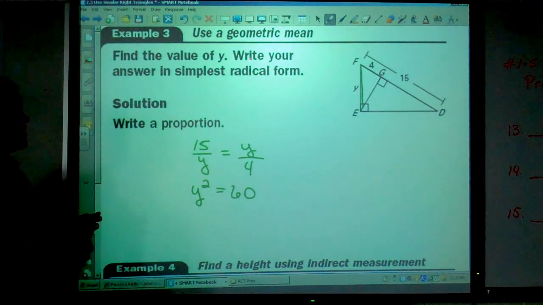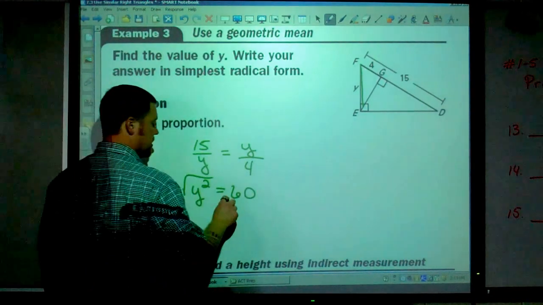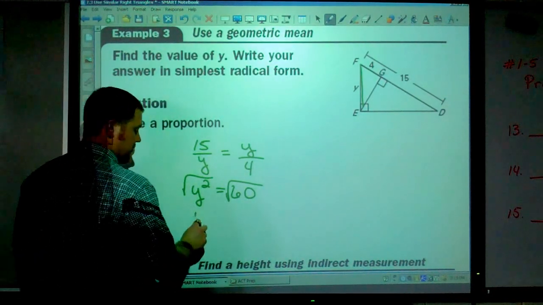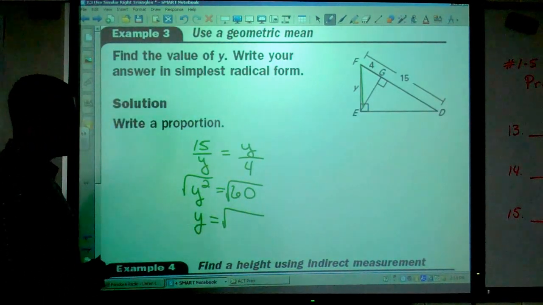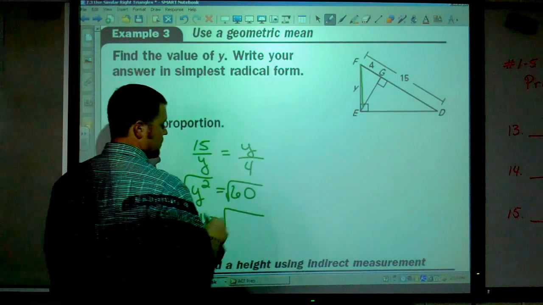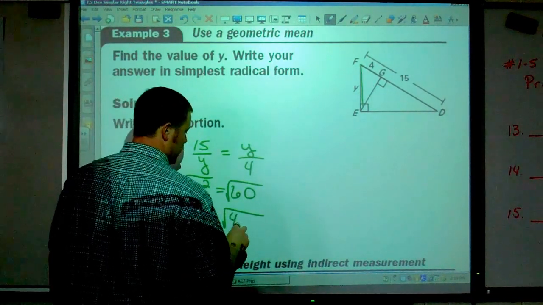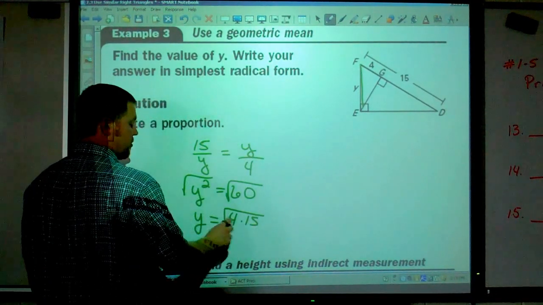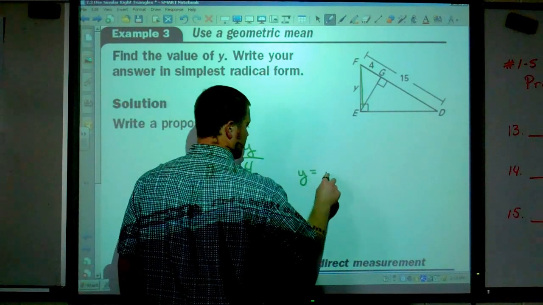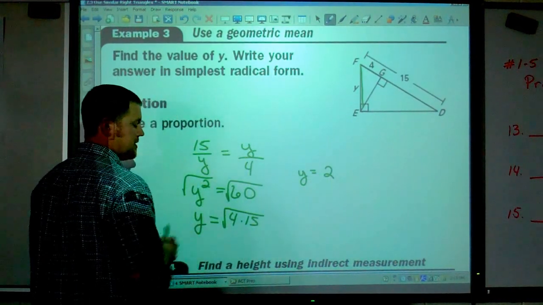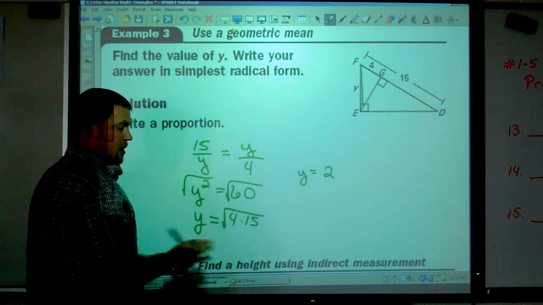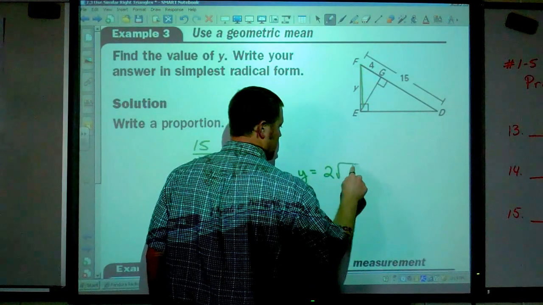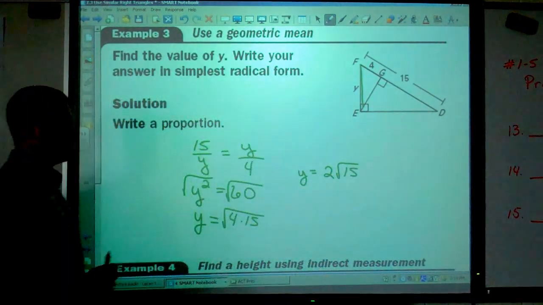equals 15 times 4 is 60, all right? And we look at the directions, write your answer in simplest radical form, okay? So no decimals here. 60 is not a perfect square, but are there any factors of 60 that are a perfect square? And 4 is, so 4 times 15, okay? The square root of 4 is 2. Square root of 15, 15 is not a perfect square. The factors of 15, 1, 3, 5, and 15, none of them are perfect squares. So 2 square root of 15, simplest radical form.